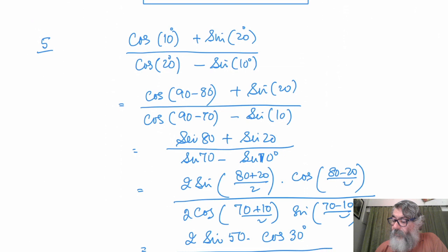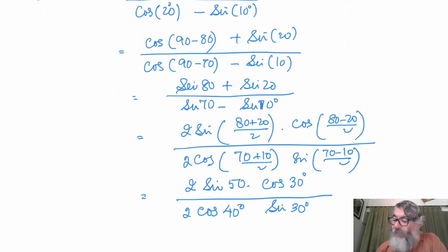Alright. It is 2 cos (70 plus 10)/2. 70 plus 10 is how much? 80, 80 upon 2 is 40. And sine (70 minus 10)/2, 60 upon 2 is 30. Now cos 30, sine 30 I know, but sine 50, cos 40 I don't know. So what I can do is I will cancel first of all 2 and 2. Then sine 50 can be written as sine (90 minus 40).